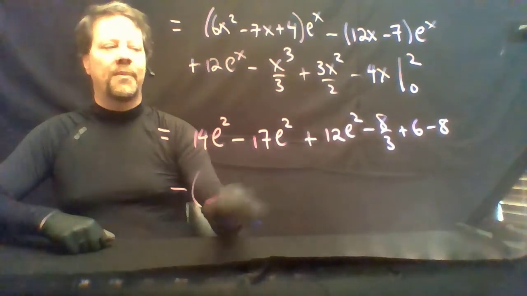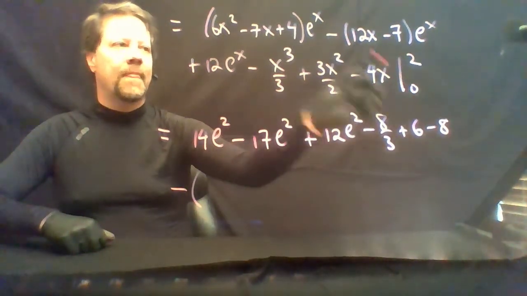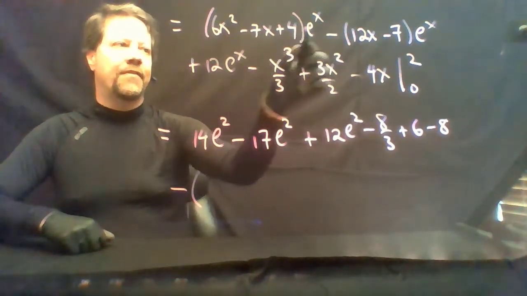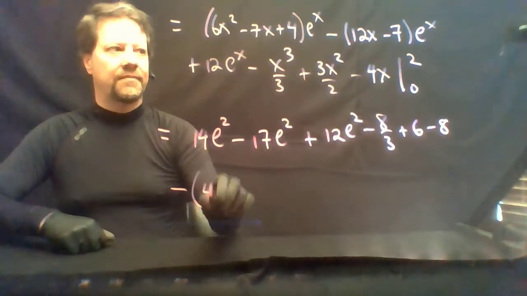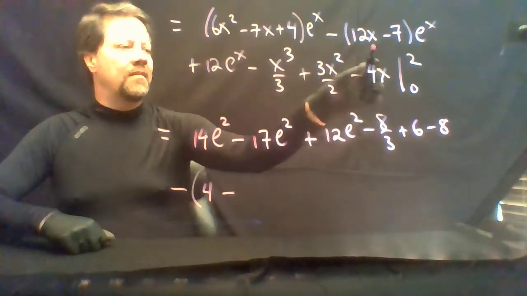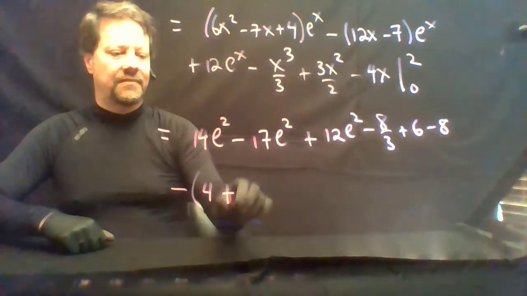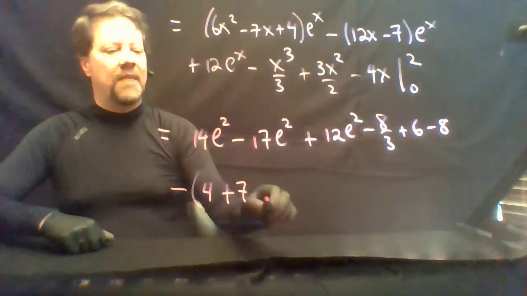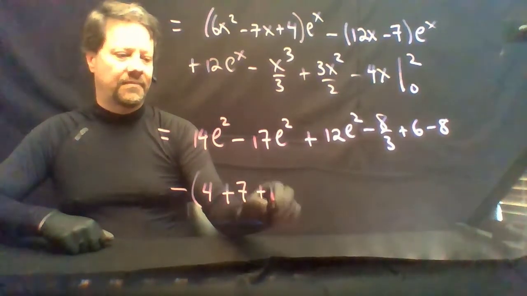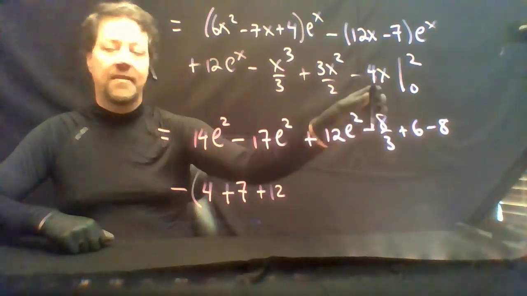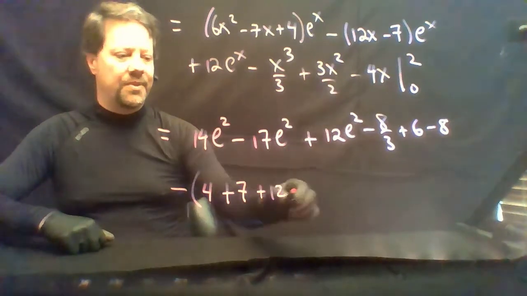And then we subtract what we get when we plug in 0. Plugging in 0, we'll have 4 minus a negative 7 minus 12. And then the polynomial part will contribute 0.